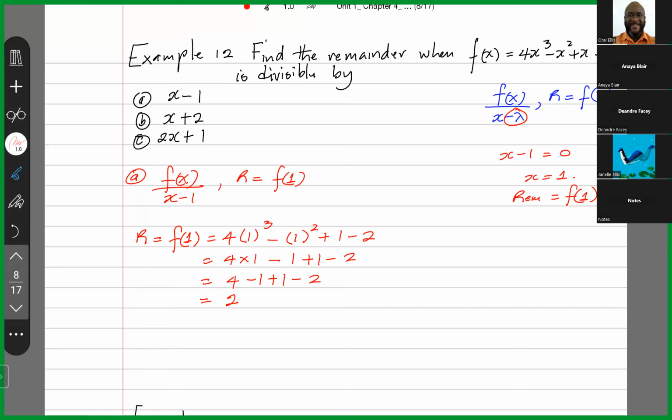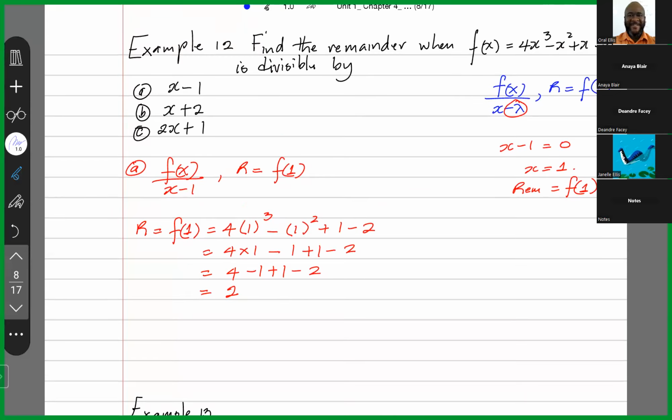Any questions and or comments? All right, so there are no more questions or comments. So let's go to B. In B, f of x is divided by x plus 2. So the remainder is going to be equal to f of minus 2. So if it's plus 2 in the divisor, for the remainder, it's going to be minus 2.